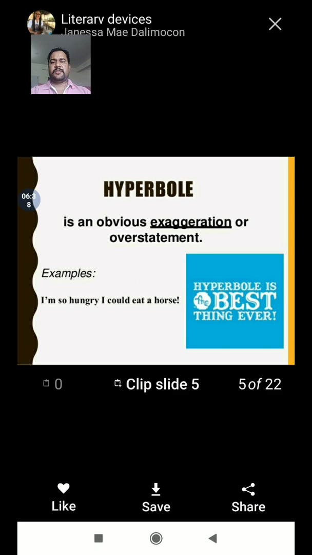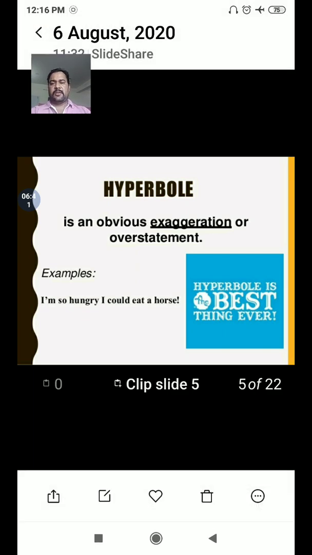Now, next one is hyperbole. What is hyperbole? It's an obvious exaggeration or overstatement. When somebody uses exaggeration in speech, that is hyperbole. Example: I am so hungry I could eat a horse. That means the person is so hungry that he can eat a big amount of food. Like this you can make many other examples. Another example I can make for you: the boy is so tall that he could reach the sky. He is so powerful he can lift the mountain.